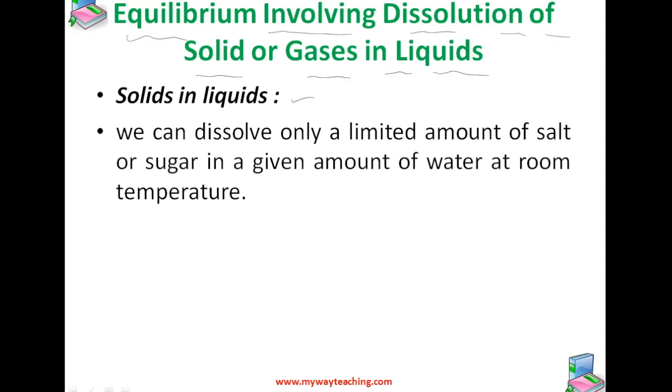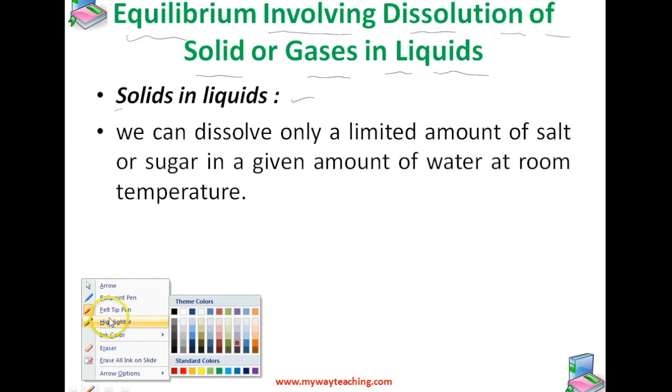In a saturated solution, a dynamic equilibrium exists between the solute molecules in the solid state and in the solution. We know that a sugar solution can be converted into sugar solid, and the rate of dissolution of sugar is equal to the rate of crystallization of sugar. We know that we can dissolve only a limited amount of salt or sugar at a given temperature, right?